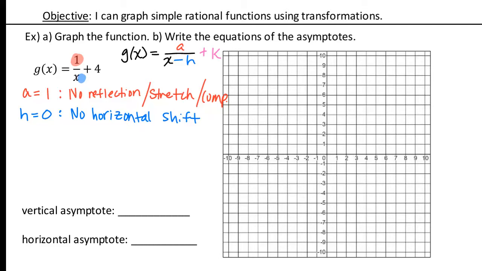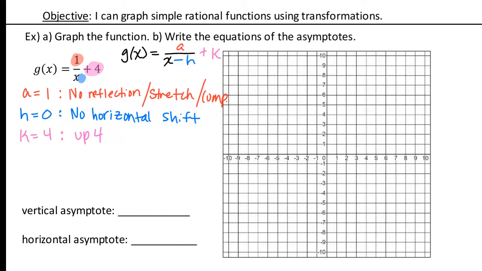But I do have a k value. My k value is at the end. After the fraction, k, we do not switch the sign, only for h. So my k value is going to be 4. It's positive 4. So my k value tells me up or down. Because it's positive, that tells me we go up 4. Okay, so that's step 1. Figure out a, h, and k, and what do each of those tell you to do to the graph.